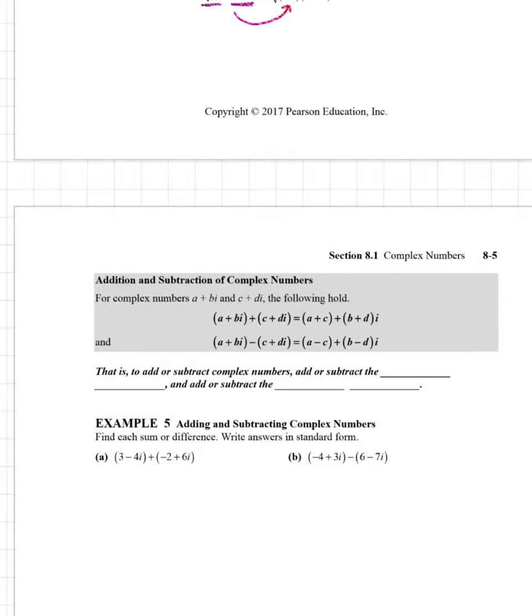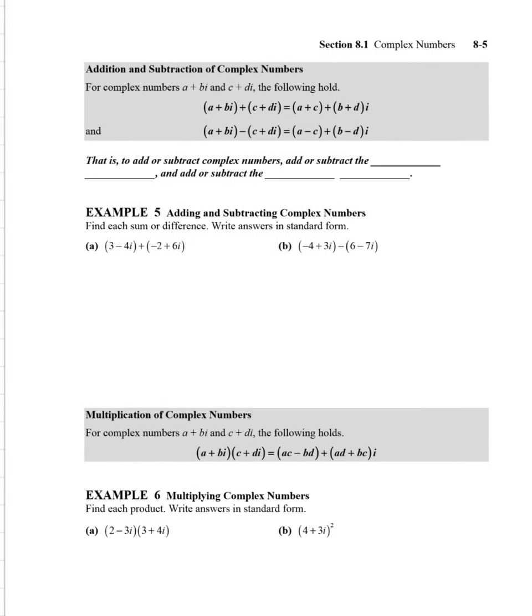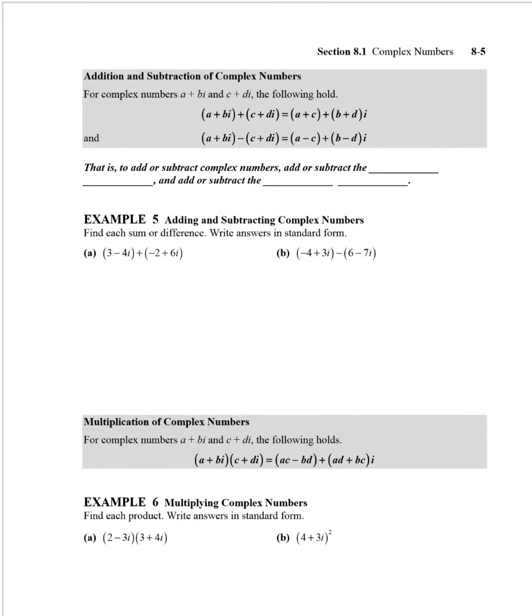Let's skip the next page. Those are examples. Going on to 8-5. When you're adding and subtracting complex numbers, it's pretty simple. I think it's easier if we just go here to the words. That is, to add or subtract complex numbers, add or subtract the real parts and add or subtract the imaginary parts.